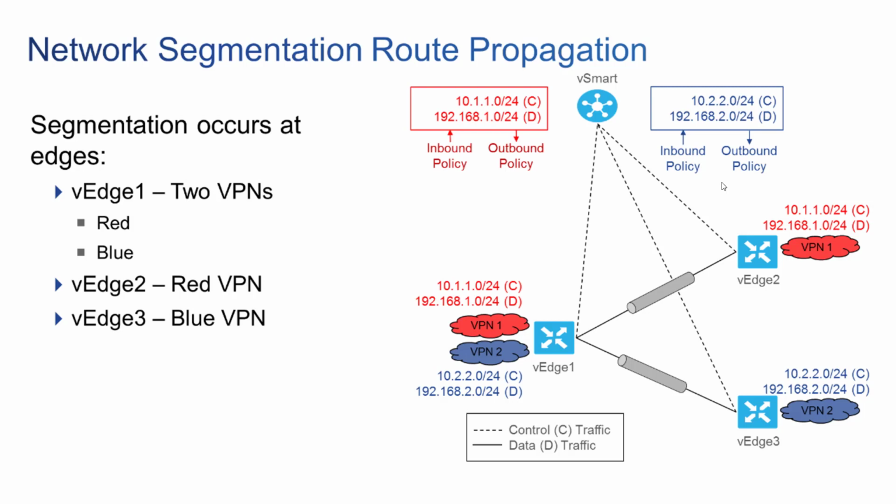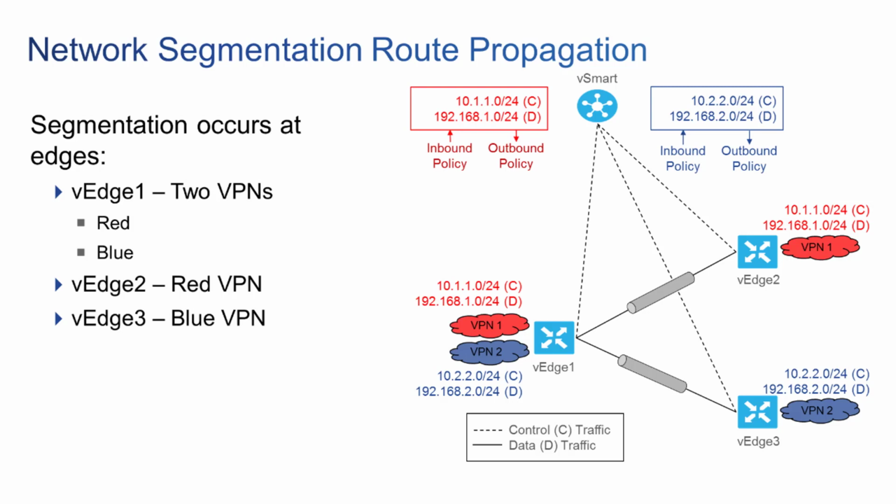That VPN is the 192.168.1.0/24 VPN. vEdge 3 subscribes to the blue VPN, and in this particular case, that is the 192.168.2.0 VPN. All right? Because each vEdge router has an OMP connection over the DTLS tunnel to the vSmart controller, it propagates its routing information to that vSmart controller.